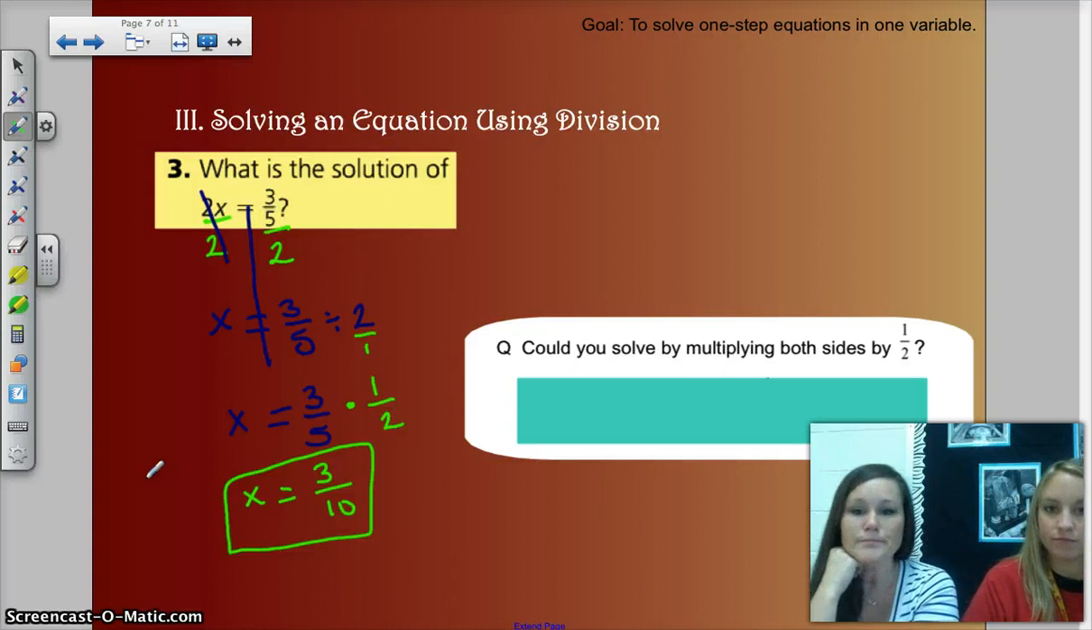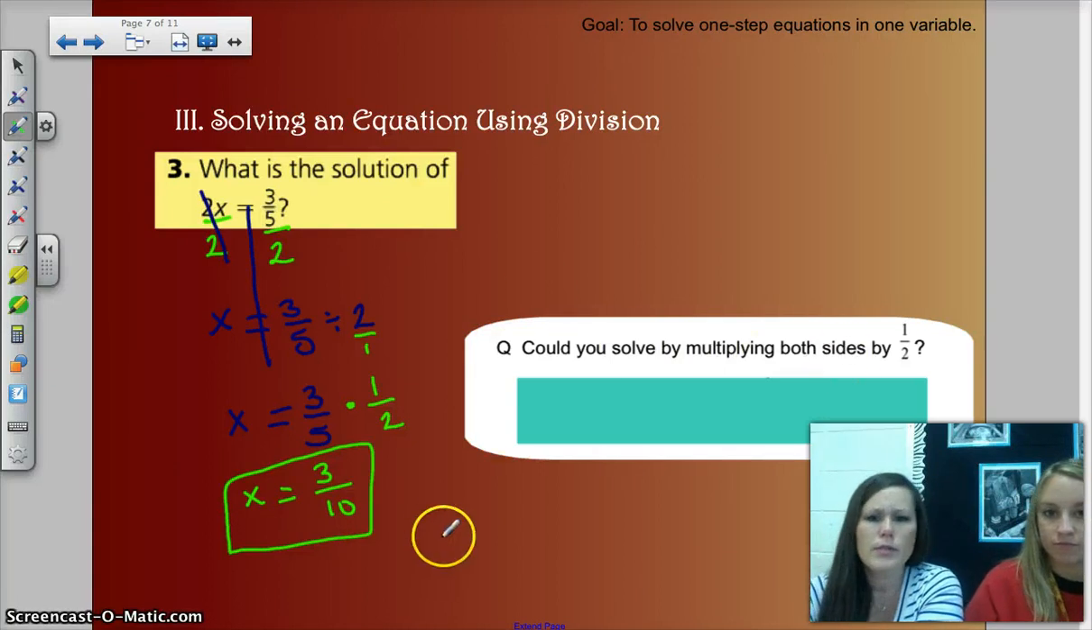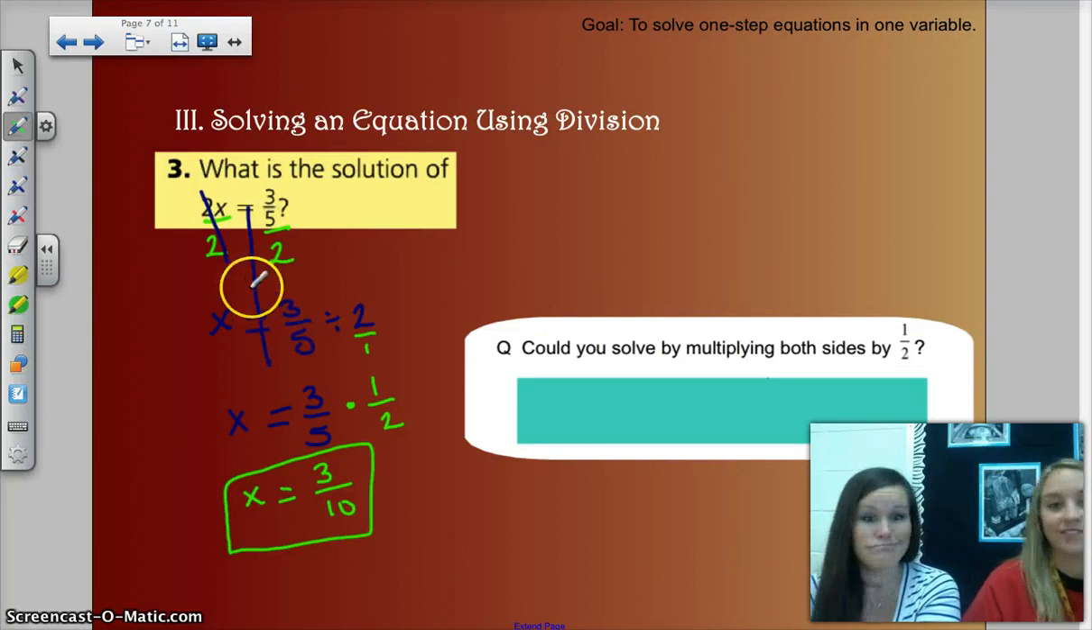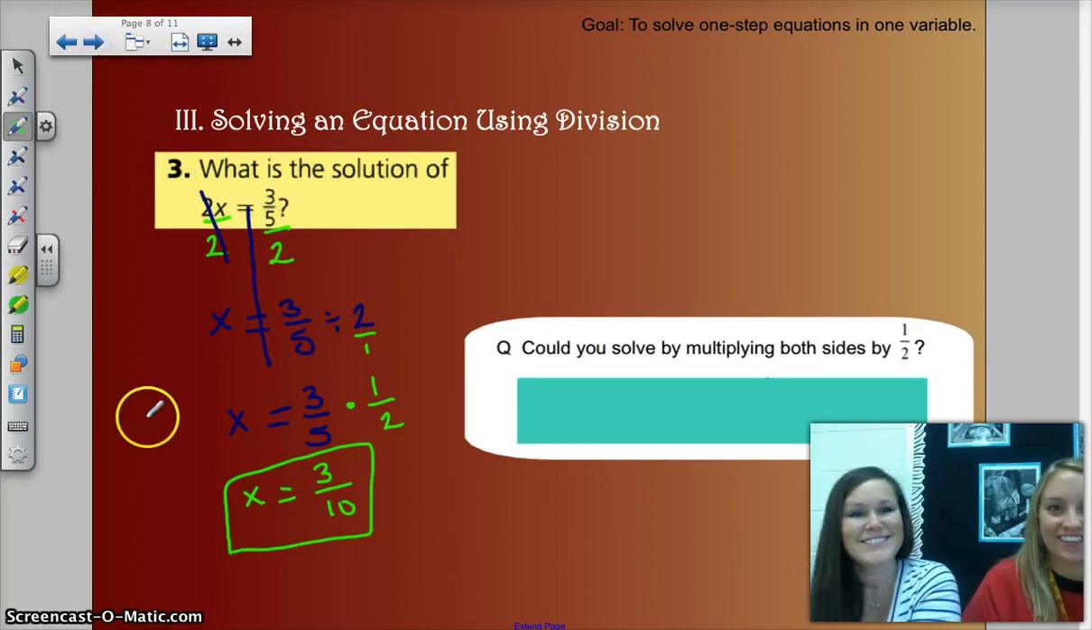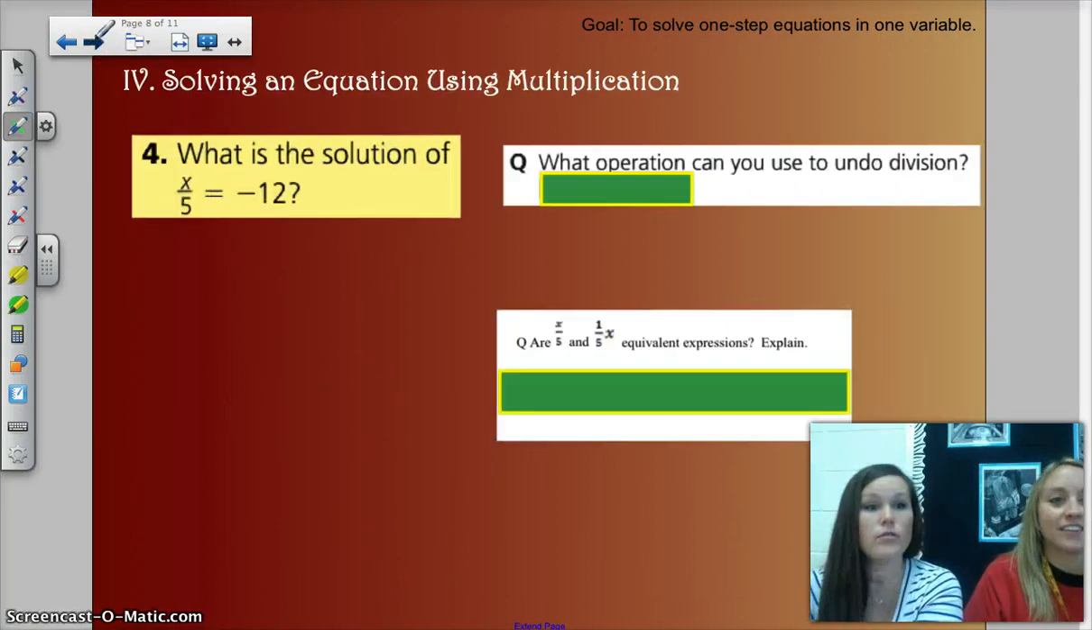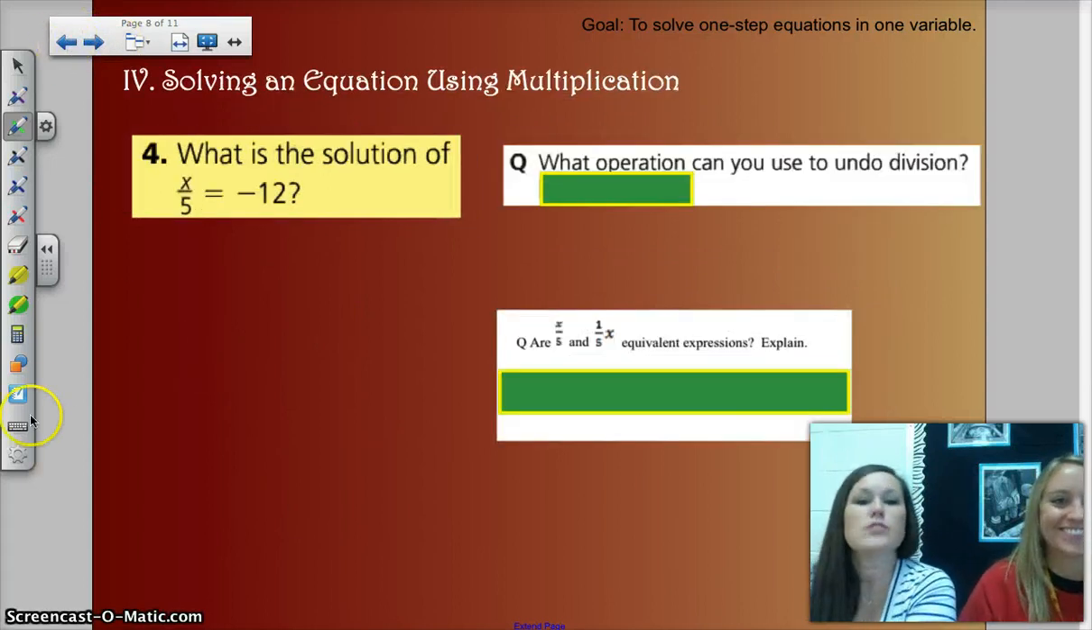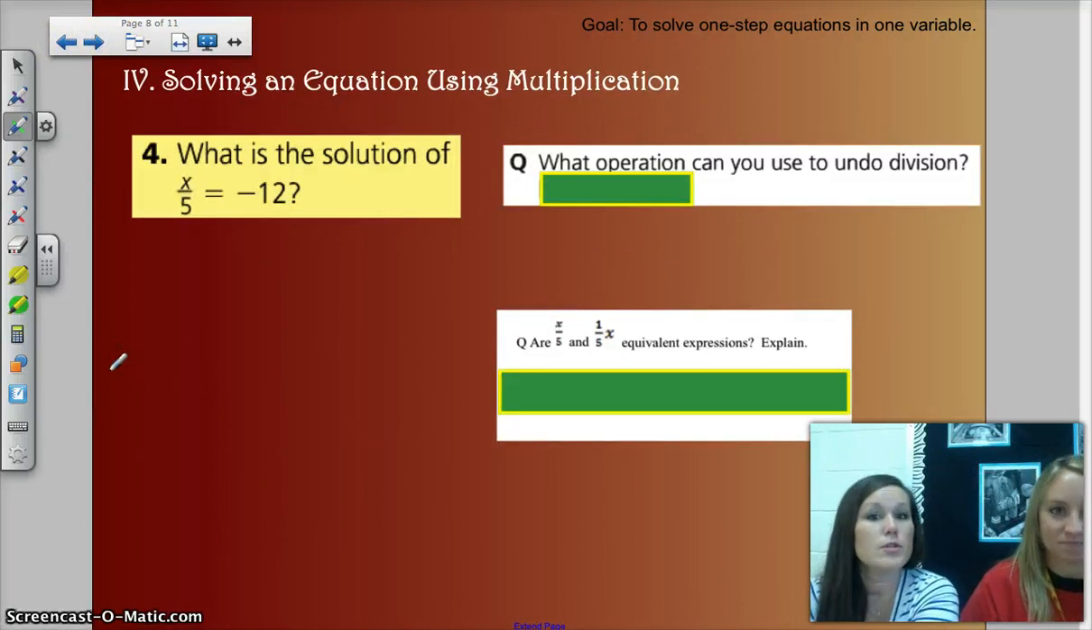Okay. Could you solve by multiplying both sides by 1/2? Well, isn't that what we just did? Yes, so yes, sure can. Okay, there we go. Solve an equation using multiplication.